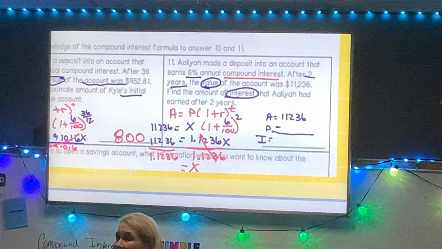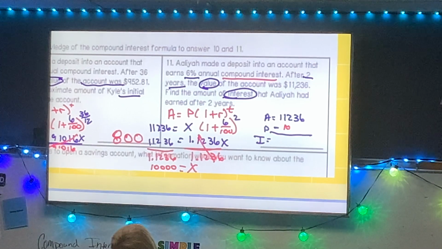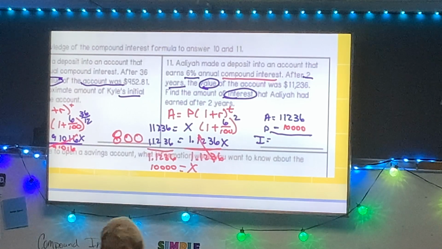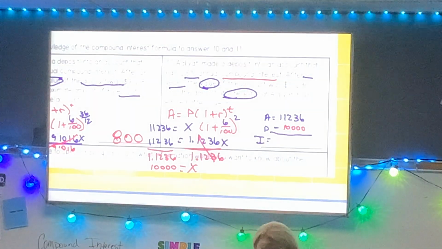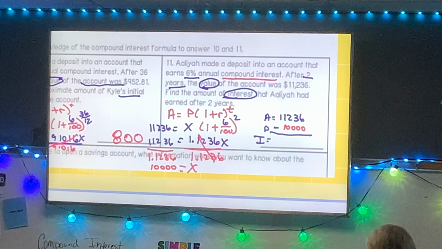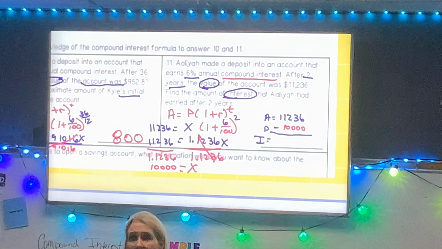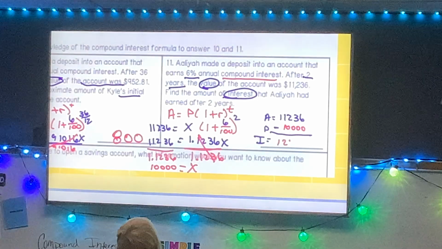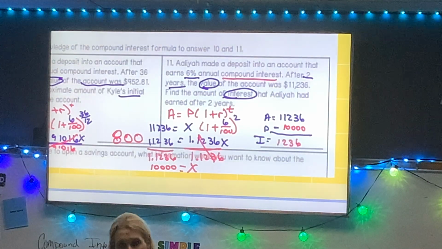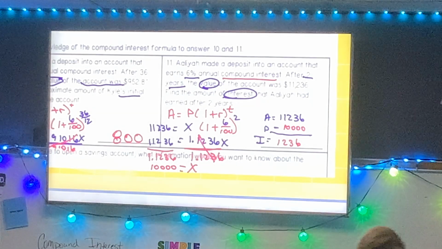How much money did you start with? What was your principal? 10,000. But they didn't want that answer, but if that was multiple choice, that would have been an answer choice, right? It sure would have. Because they know y'all aren't going to finish reading it. What is the interest? I need to subtract. 1,236. Perfect. So you just need to make sure you read what it's asking, and you're good.